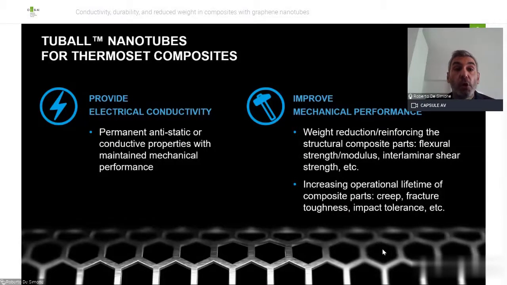As I highlighted before, we can use the graphene nanotubes to bring some important properties to the material. On one side, we are talking about electrical conductivity. With nanotubes, we are able to achieve permanent antistatic or conductive properties, even keeping the mechanical properties when possible, even enhancing these mechanical properties. In fact, on the right side of the slide, you can see that we are working a lot on using nanotubes to improve, I would say dramatically, but a very good improvement of some mechanical properties in the composite final part, like flexural strength, flexural modulus, interlaminar shear, fracture toughness, and so on.